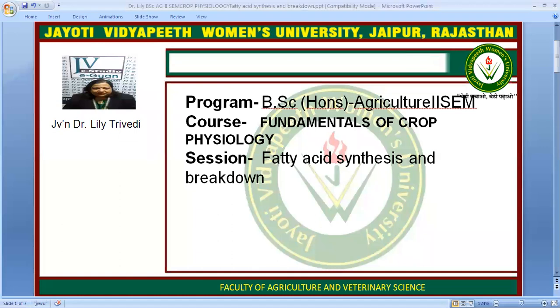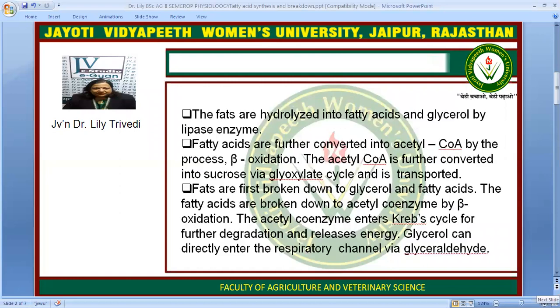Now, we have already studied fat metabolism in the previous lecture, and now we are going to further study fatty acids and their synthesis as well as breakdown. Fats are hydrolyzed into fatty acids and glycerol by lipase enzyme. Further, the fatty acids are converted into acetyl coenzyme A by the process of beta oxidation. The acetyl coenzyme A is further converted into sucrose via the glyoxylate cycle, and then it is transported.